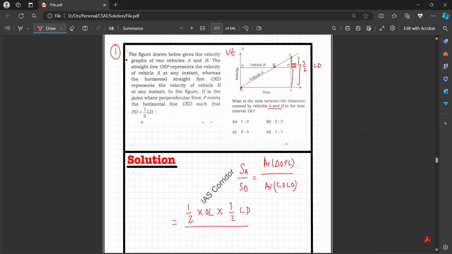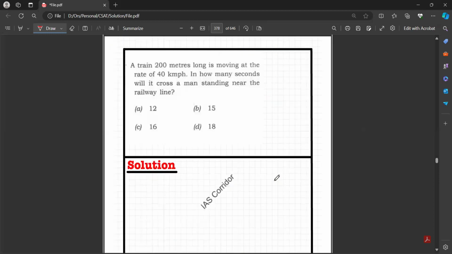What is the area of CDLO? CDLO area becomes OL into LD. LD getting cancelled, OL getting cancelled. The answer would be 3:4. That is 3:4. Got it? Agar 4:3 option mein hoga, be careful what ratio it has asked you, that will be the answer. It is the distance ka ratio of A and B. So S of A by S of B. Is it clear? Yes. Let us go to the question number 2.